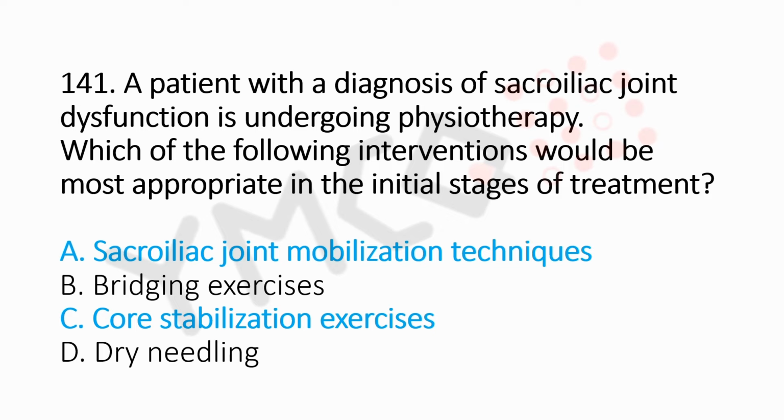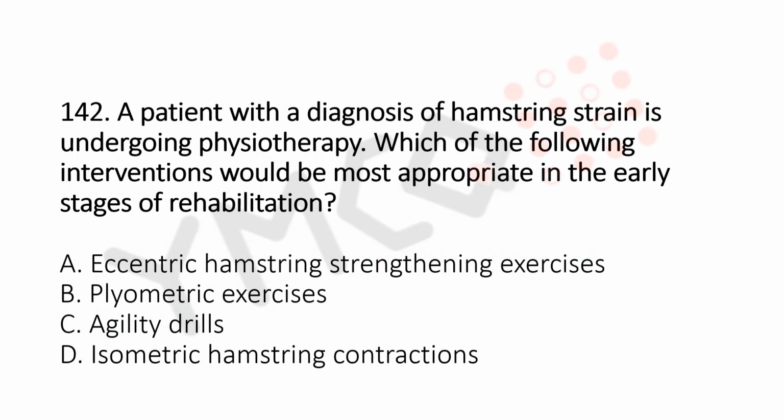Now let's move to question number 142. A patient with a diagnosis of hamstring strain is undergoing physiotherapy. Which of the following interventions would be the most appropriate in initial stages of rehabilitation? Option A, eccentric hamstring strengthening exercises. Option B, plyometric exercises. Option C, agility drills. Option D, isometric hamstring contraction. And the answer is Option D, isometric hamstring contraction.